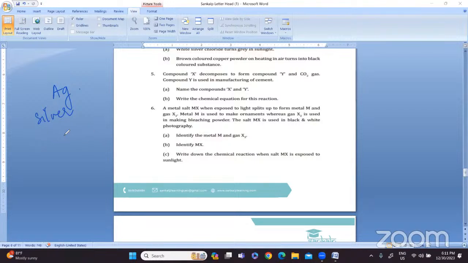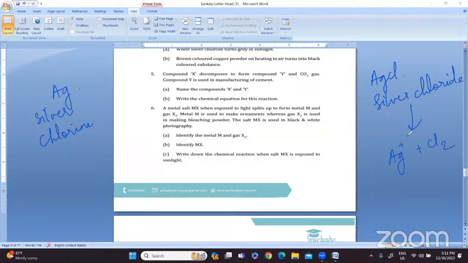Which is the gas? It is chlorine gas. So when the metal salt, that is silver chloride, AgCl, is exposed to sunlight, it splits into Ag and Cl2.